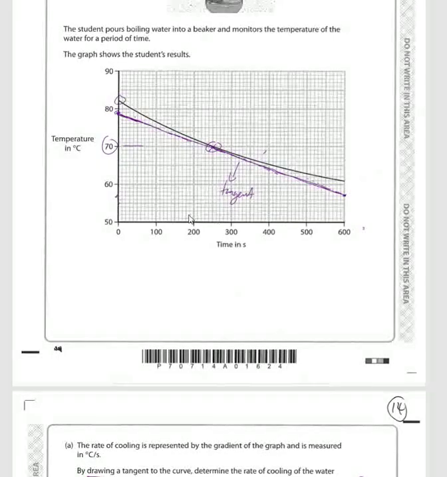Alright, so what I've done is I've tried to draw my tangent properly. Now I'm going to use my triangle, from here all the way down and across. So this here will be my big triangle. Therefore I have my change in y and my change in x.